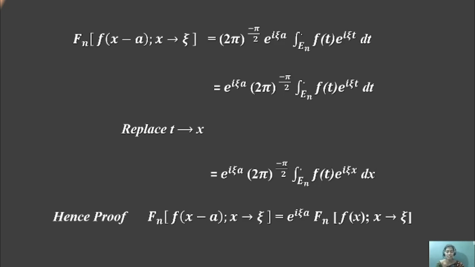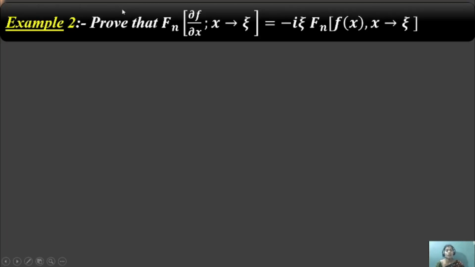Okay, this is the first example. Let us get started with the second example of this form. Prove that the Fourier transform of del f upon del x, evaluated at xi, equals minus i xi times the Fourier transform of f of x at xi, as a formula.